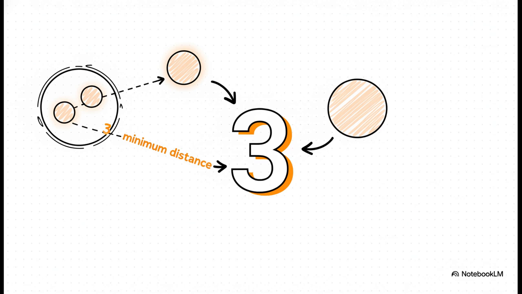For single linkage, we're looking for the minimum distance. So the distance from 2 to 5 is 3. The distance from 1 to 5 is 4. The smallest of those is 3, so our single linkage distance is 3.